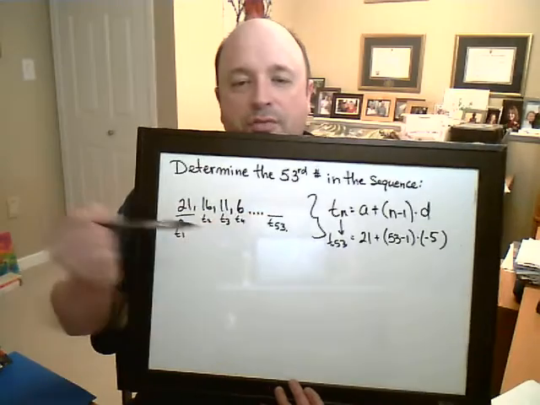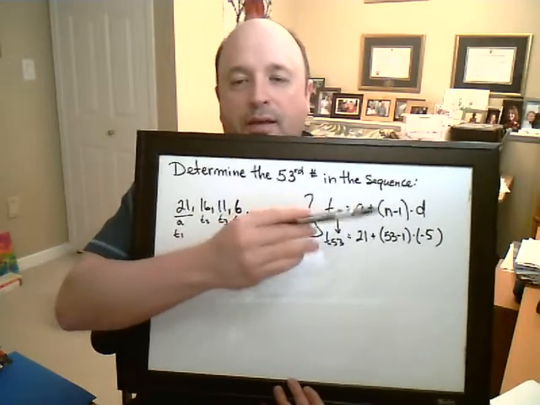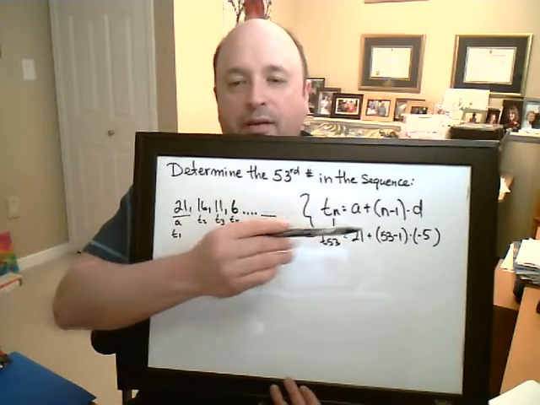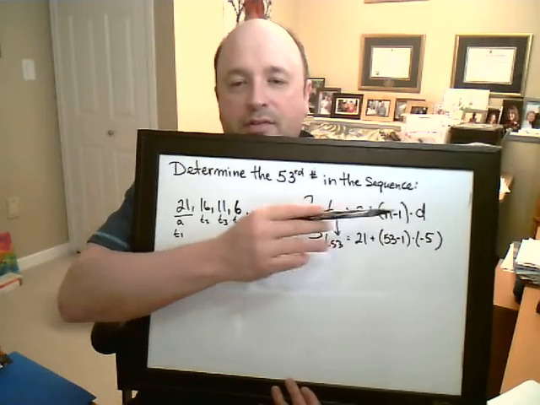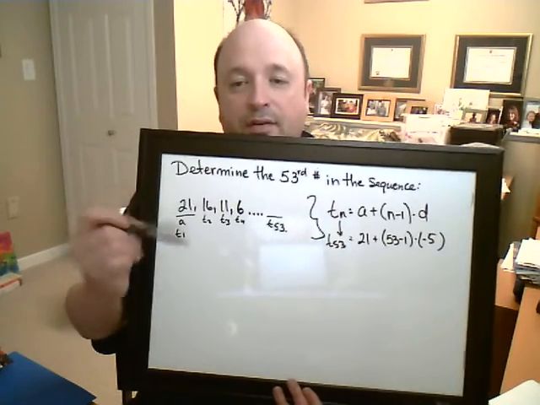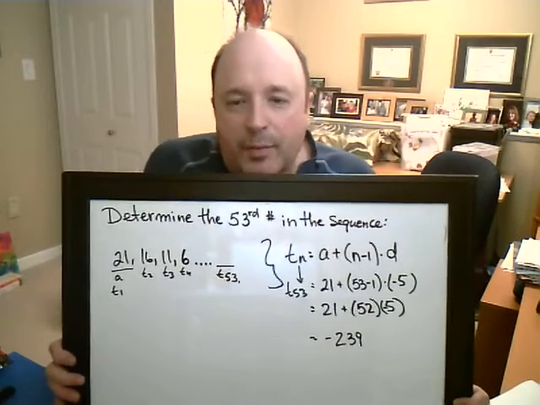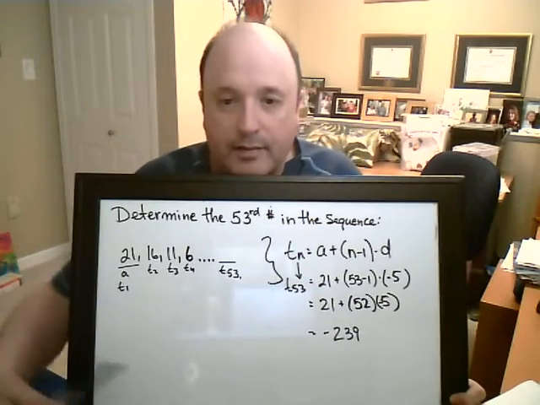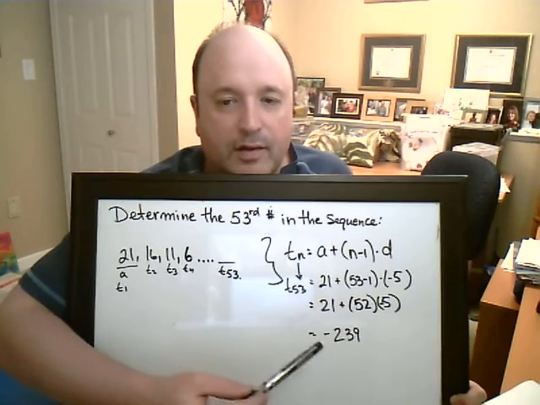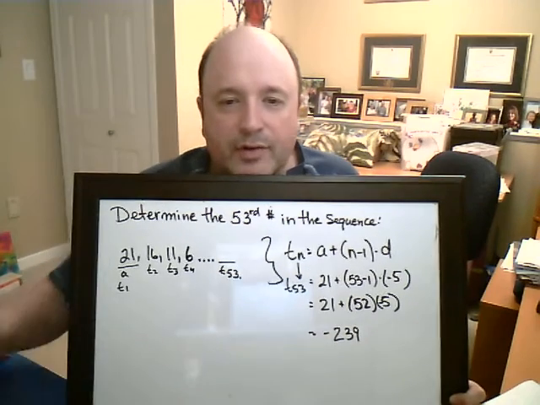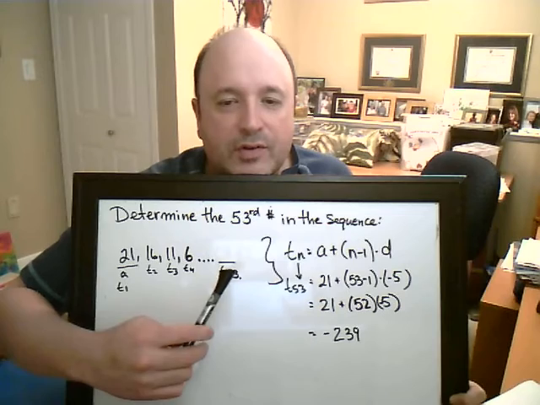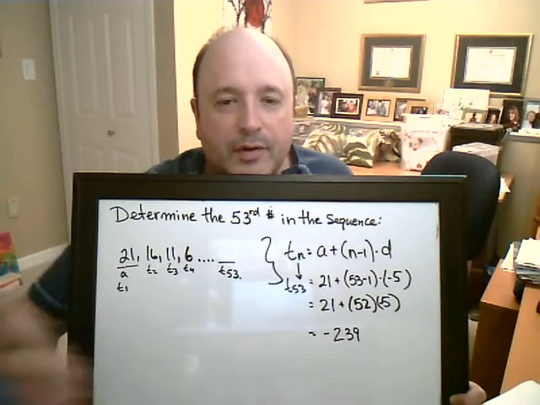A is your first number, so 21, times n minus 1, so 53 is your n number, minus 1, times the difference. And the difference is going down by 5. So let's calculate that out. I just filled in the number parts, and there it is. When you calculate that all out, you get negative 239. So in this spot, the 53rd term would be negative 239.